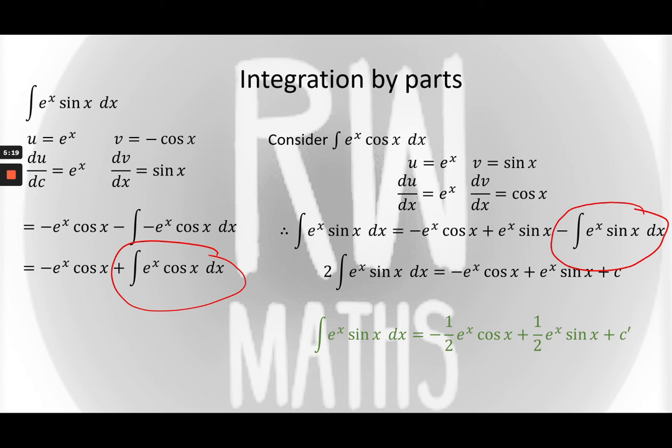So if you integrate it twice, then you'll get back to the integral you originally started with, and then you can just add that to both sides and divide by 2. That's integration by parts, and I'd recommend you go away and do some practice, because that's how you remember all these tricks.